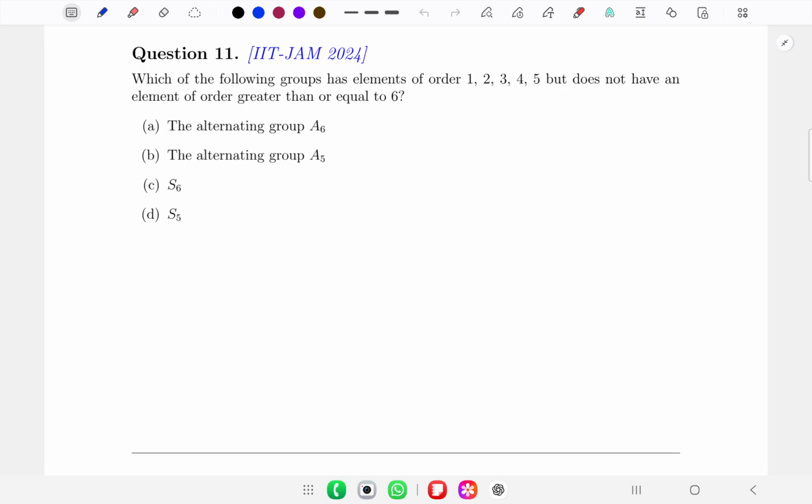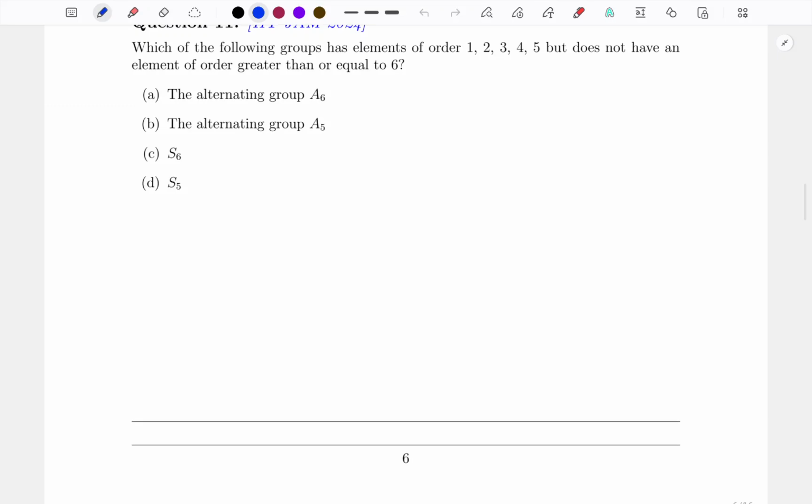Okay, so this is question number 11 from IIT JAM 2024, and what is the question? Which of the following groups has elements of order 1, 2, 3, 4 and 5 but does not have an element of order greater than or equal to 6? Let us try and understand the things.